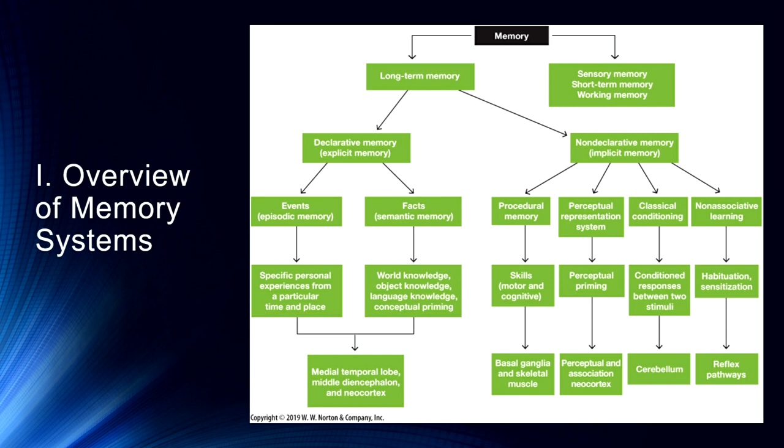As we started talking in the previous lecture about different memory systems, this is a pretty big taxonomy of all the memory systems we'll eventually talk about. I introduced some of the neurobiology of declarative memory over here on the left. At the bottom, I talked about medial temporal lobes, middle diencephalon, and neocortex as being important parts of that extensive system. Now, if we go over here to non-declarative memory, in the motor learning lectures, we talked about basal ganglia, cerebellum, and a variety of these pathways.